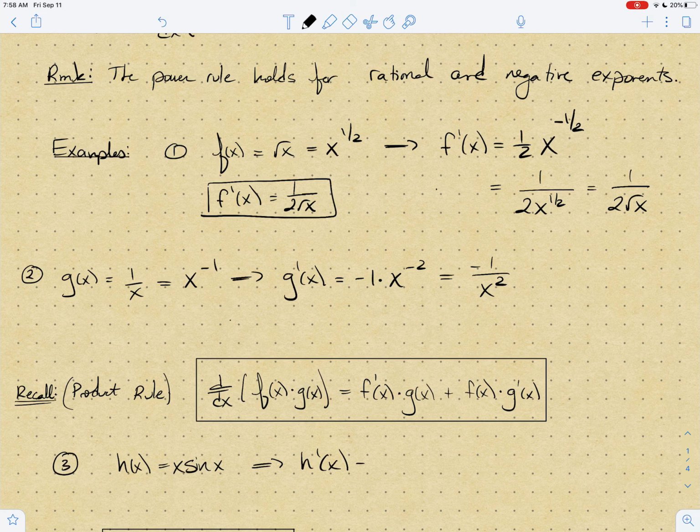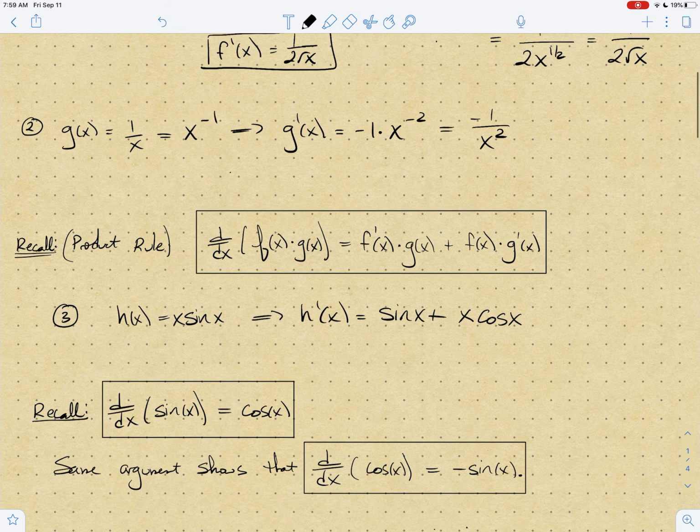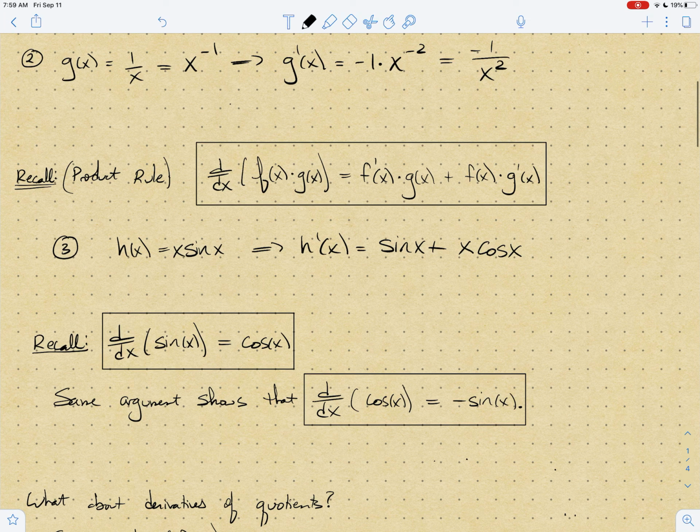I get h prime of x is, well, the derivative of x is 1, so 1 times sine x is sine x, plus x times the derivative of sine is cosine x. And there we have it. We're done. And I guess that reminds me we should make sure that this is written down again. That's written down in the last 2.2, but I'll put it here as well. The derivative of sine is cosine. The derivative of cosine is minus sine. Make sure that you know those.